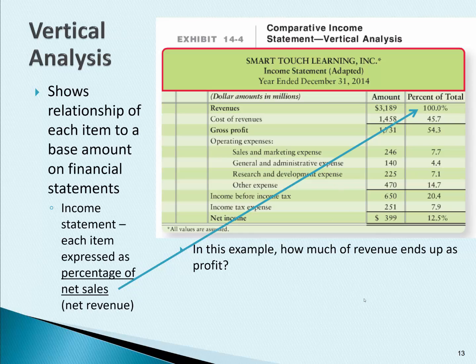So in our example, how much of revenue ends up as profit? Well, 12.5%. What this means is for every dollar of revenue, 12.5% of that dollar turns out to be profit. And what is 12.5% of a dollar of revenue? It's 12.5 cents. So this 12.5% means that for every dollar of revenue, the company has 12.5 cents of profit.